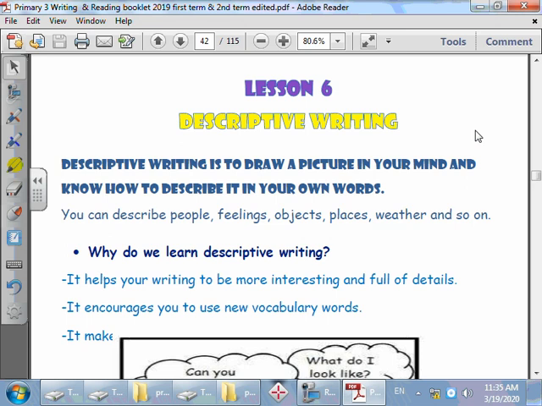Okay, so as you can see today, we're going to take a new writing topic. Okay, a writing lesson. It's descriptive writing, and as you see from its name, descriptive, it means to describe. So we will learn how to describe someone or feelings, objects, places, weather, and so on. So again, in descriptive writing, what do we write? We describe people, feelings, objects, places, weather, anything we want.